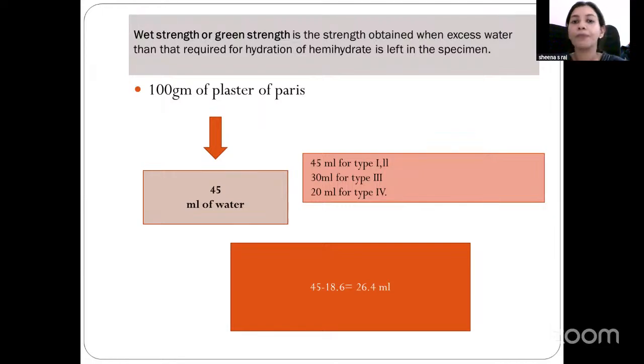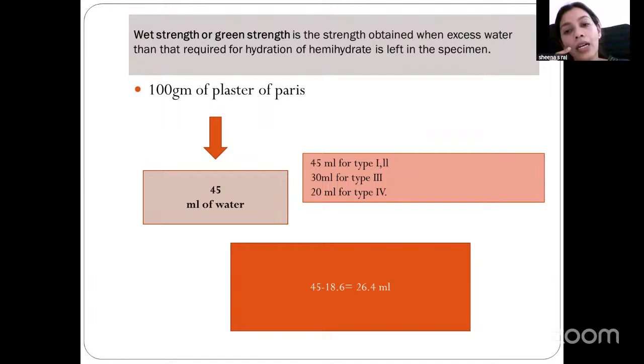That is because there is a confusion being generated. Sometimes the question might be, what is the wet strength of a type 1 gypsum product? You might get confused, thinking you know only 18.6. So just keep in mind 18.6 is the amount required for the conversion. Second, keep this box in your mind. Then just subtract 18.6, and the residual is the answer for all these types.